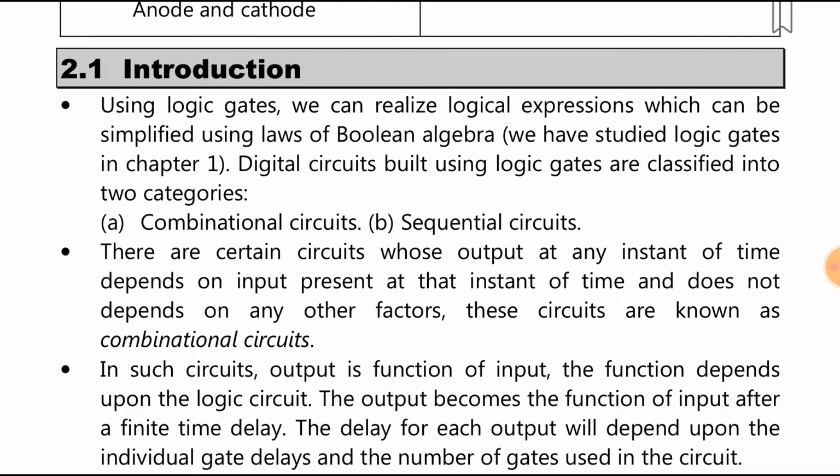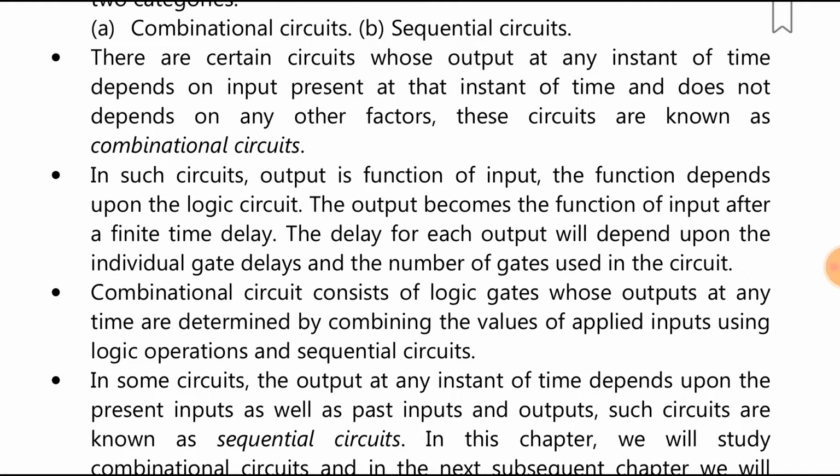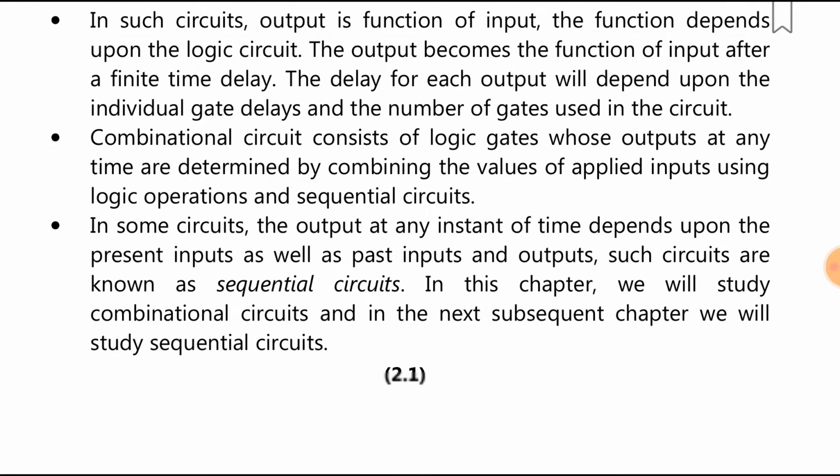Digital circuits built using logic gates are classified into two categories: combinational circuits and sequential circuits. There are certain circuits whose output at any instant of time depends upon the input present at that instant of time and does not depend on any other factors. These circuits are known as combinational circuits. In such a circuit, output is a function of input. The function depends upon the logic circuit. The output becomes a function of input after a finite time delay.